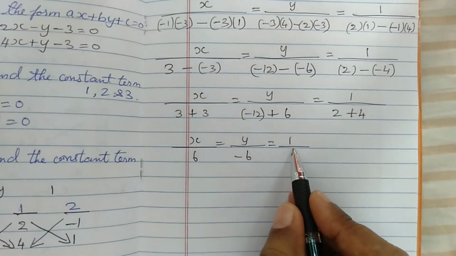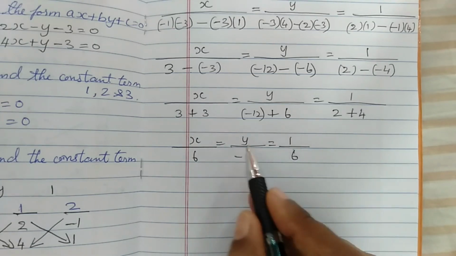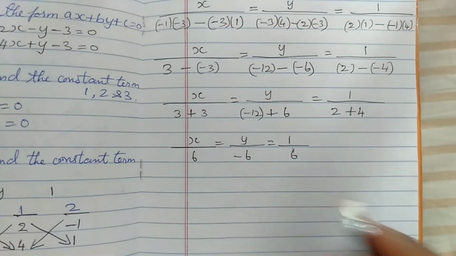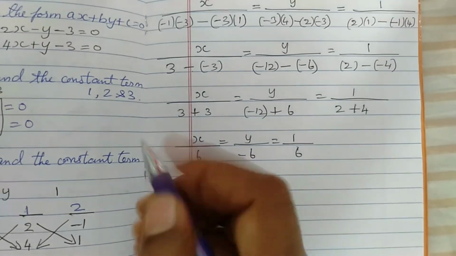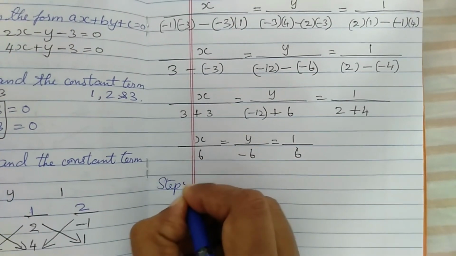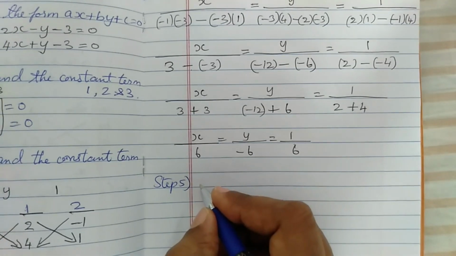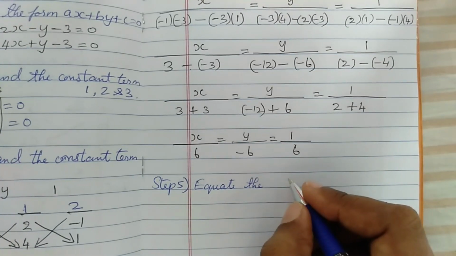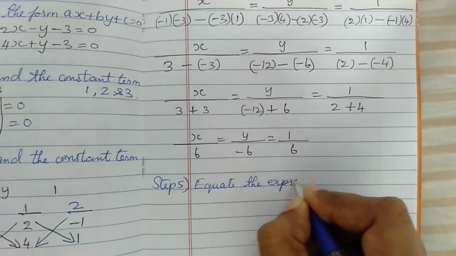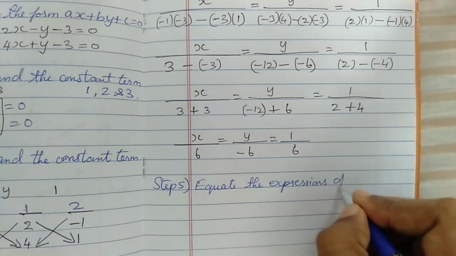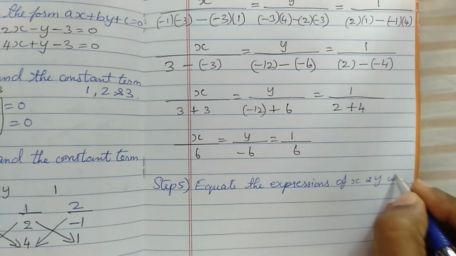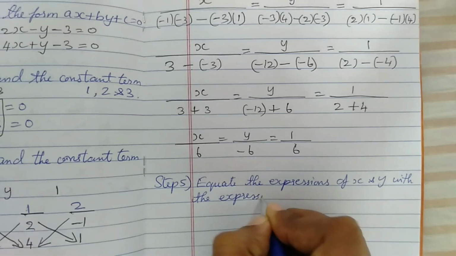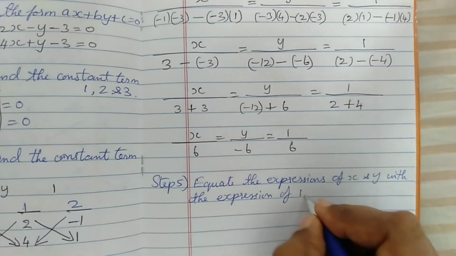Now you will be equating this expression with the expression of 1, and then the expression of y with the expression of 1 for getting the final value. So your next step is step 5. Equate the expression of x and y with the expression of 1.